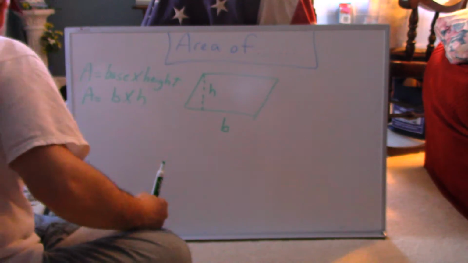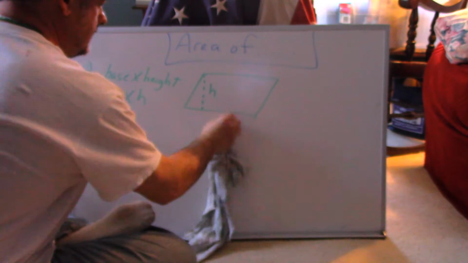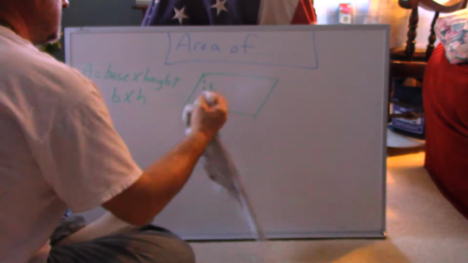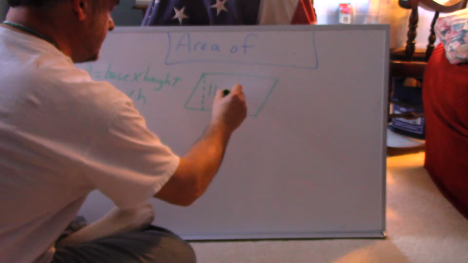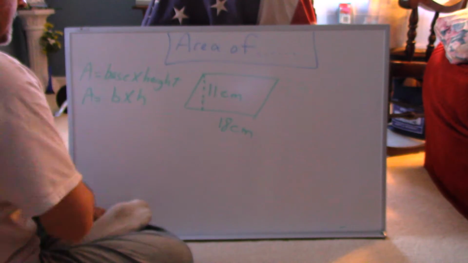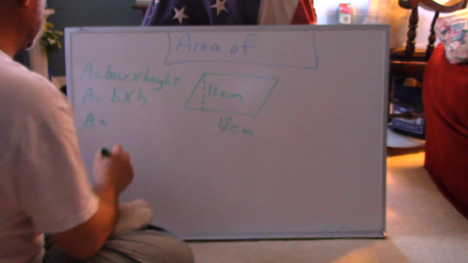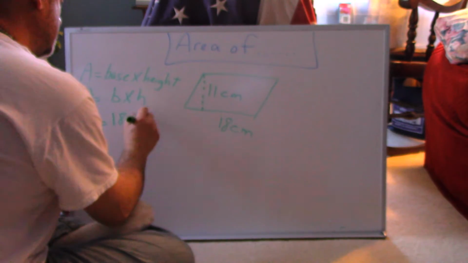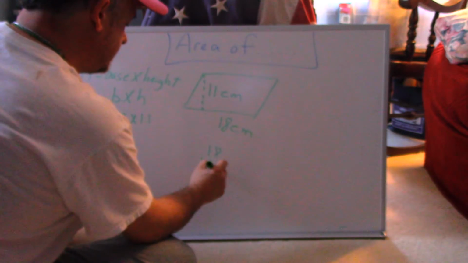Okay, so let's do one. Let's see what they say. All right. So I'm going to do one. Okay. So let's say this is 11 centimeters and this is 18 centimeters. So then we'll do base 18 times height, which is 11. It's very simple. So then we go 18 times 11.